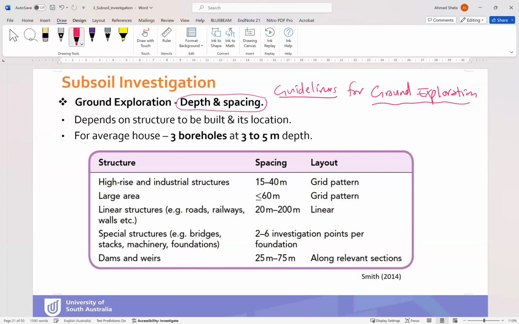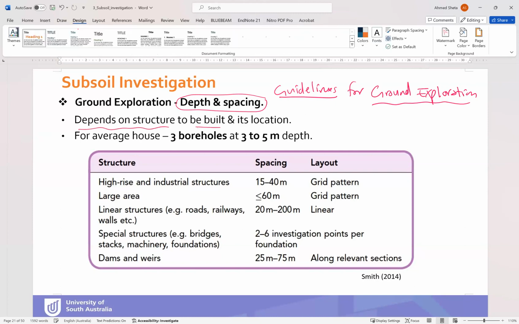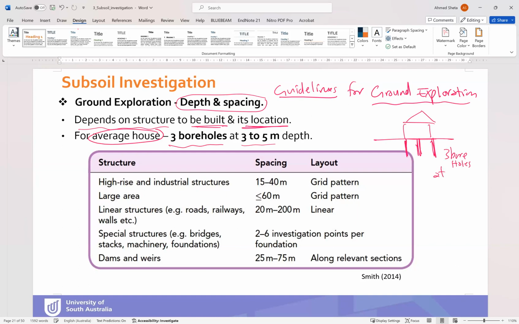So the depth and spacing depend on the structure to be built and its location. The number, spacing and depth of the boreholes can depend on the structure type and location. For an average house, we need 3 boreholes from 3 to 5 meter depth. So if you are building a house in one location, you will need 3 boreholes at 3 to 5 meter depth.